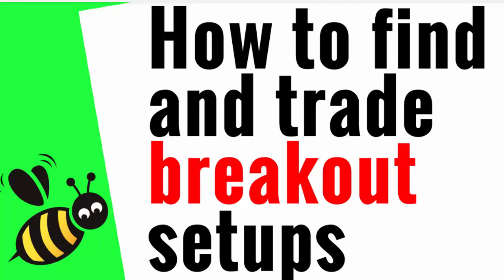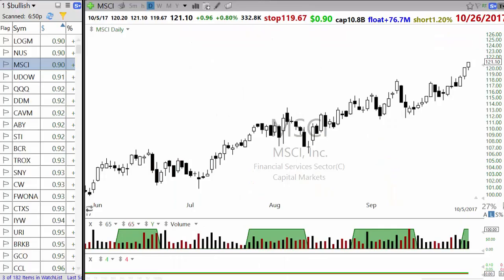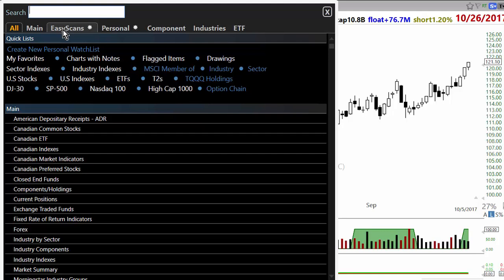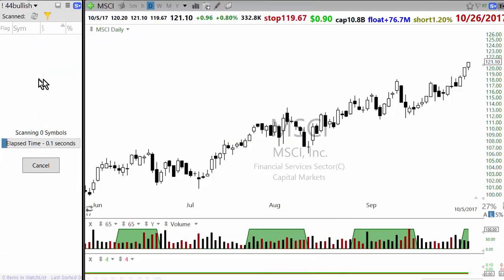In this video, I'm going to look at how to find and trade breakout setups using 4% breakout and dollar breakout, which are the two most common methods or scans which we use. In order to find breakout setups, you're basically running two scans. One is the 4% bullish.